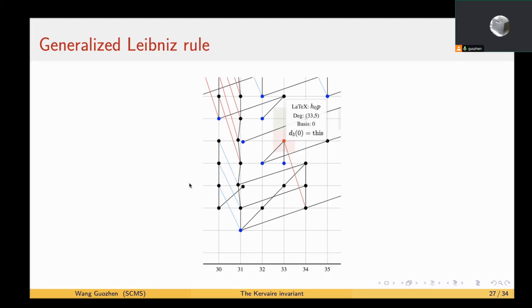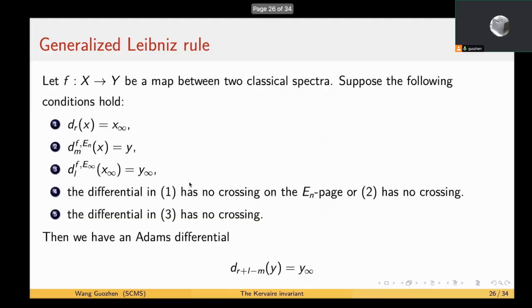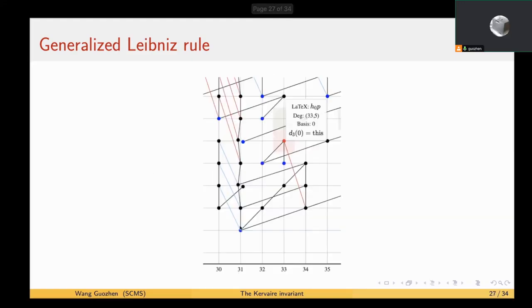Let's check the non-crossing condition. First, we want that the original D2 differential has no crossing. That corresponds to that D2 differential. And we know D2 differentials in the Adams spectral sequence can't be crossed, because by our convention, crossing means a shorter differential crosses the longer differential. So the D2 differential is already the shortest differential and can't be crossed by shorter ones.